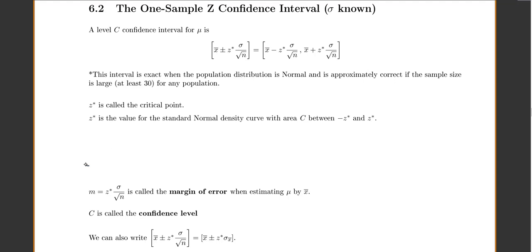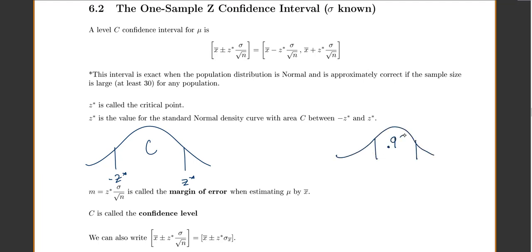What this means is if I was to draw a normal curve, and if we want a level C confidence interval, we have C area in the middle, and this would be negative z star, and this would be z star. So when we did it previously, we did a 95% confidence interval, and we did 0.95 in the middle, and negative 1.96 to 1.96. And so we had z equals 1.96. That's what we mean by our z star. That's what we mean by our critical value, it's how many standard deviations you have to be from the mean to get that 95% in the middle.